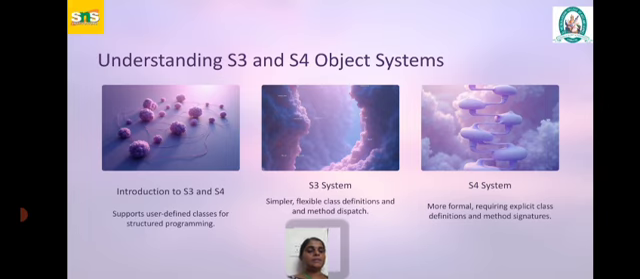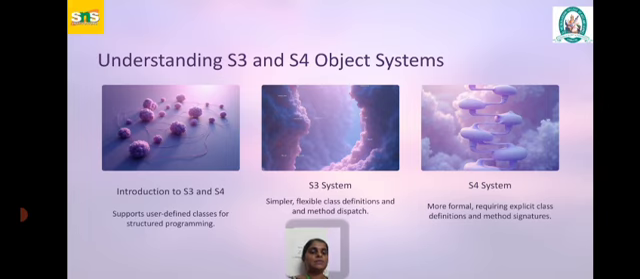In S3 we don't formally define the structure of an object. We just create a list and give it a class name, and suddenly it's an object of that class. The methods of S3 define functions for this object. We use generic functions like print or summary, and write methods like print.student and summary.student.